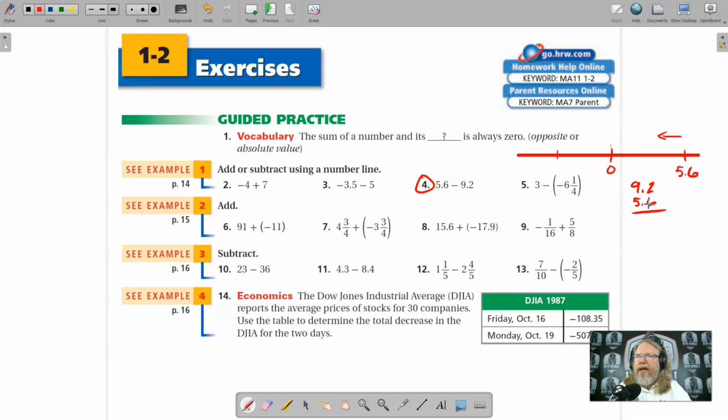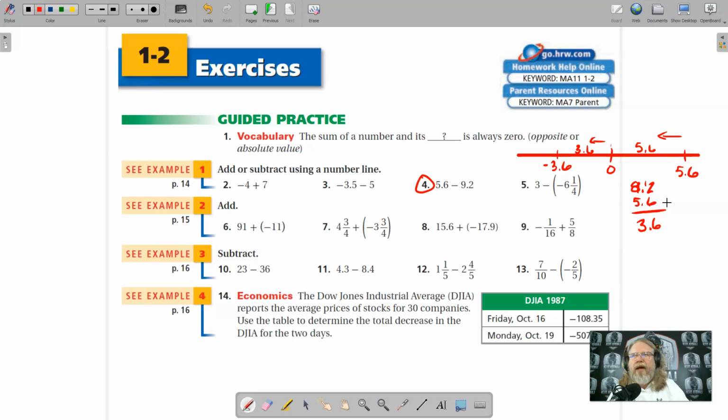So that's going to be 12 minus, borrow 1, right? That becomes an 8. That's 12. 12 minus 6 is 6. 8 minus 5 is 3. We got our decimal there. So we used up 5.6 of it to get back to 0. And then we kept going another 3.6. So we'd end up at negative 3.6.